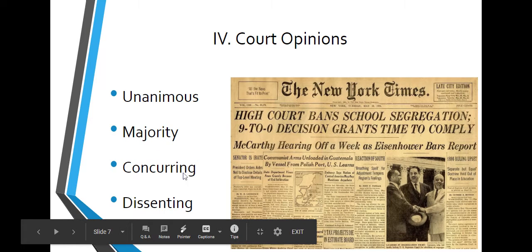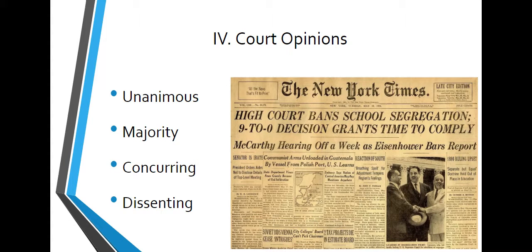Or you can write a concurring opinion if you think the majority didn't go far enough. This happens frequently if there is a law and the Supreme Court is considering whether or not the law is constitutional. Right? They're exercising their power of judicial review, thanks to Marbury versus Madison.